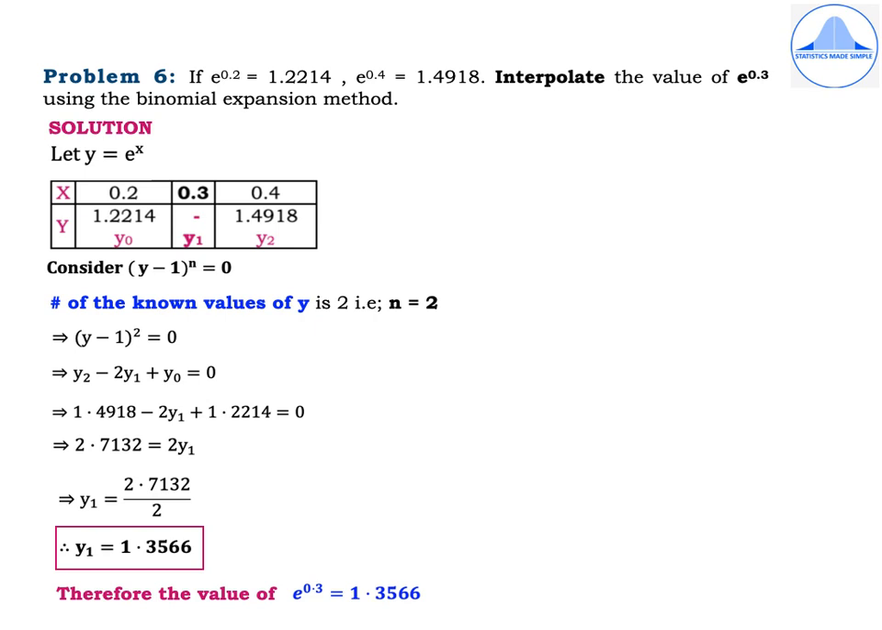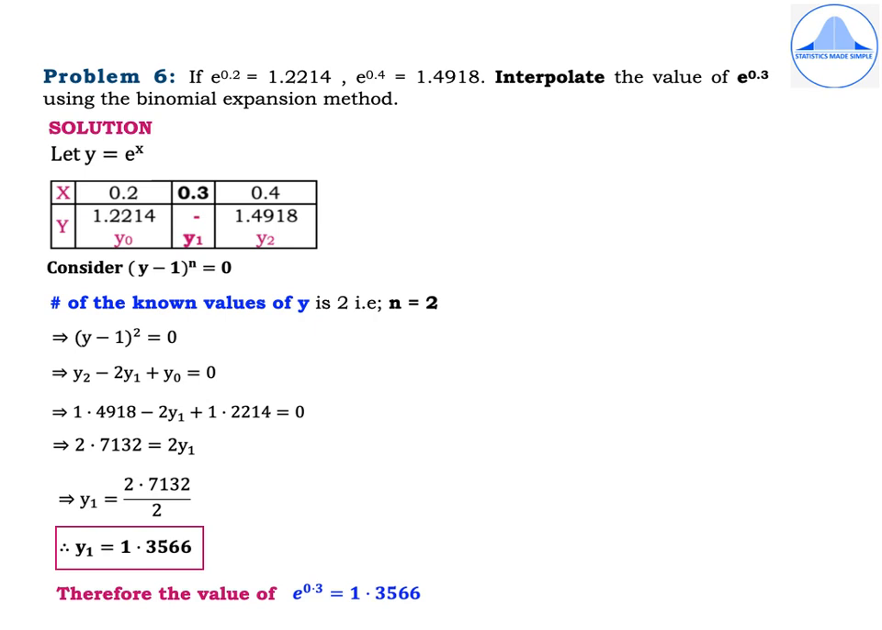So the most important step in this problem is first you write let y be equal to e to the power x. And let us form a table with capital X and capital Y, and the x values are 0.2, 0.3 and 0.4 as seen in the problem. Now the corresponding values of Y are 1.2214. Next, we have to find out the missing value, and then we have 1.4918. The y values are marked as y0, y1 and y2.